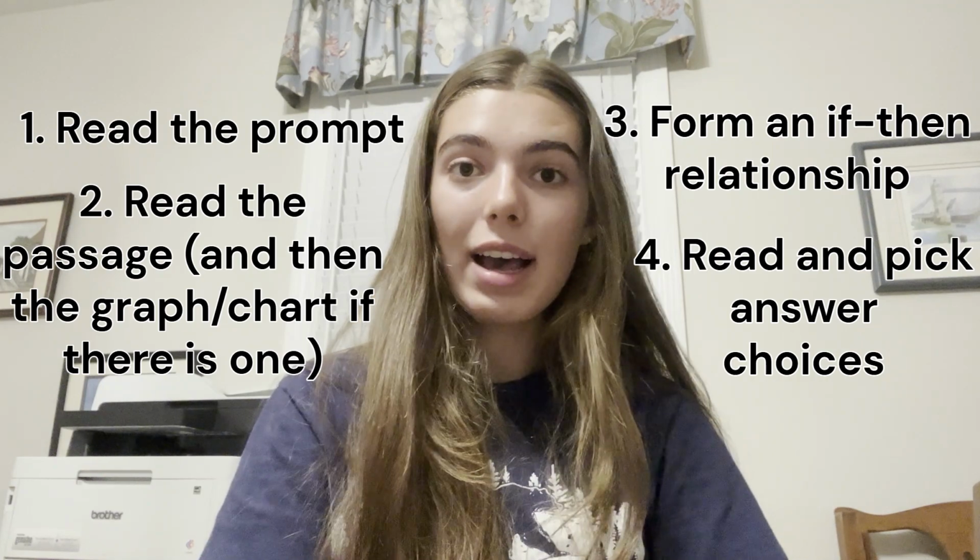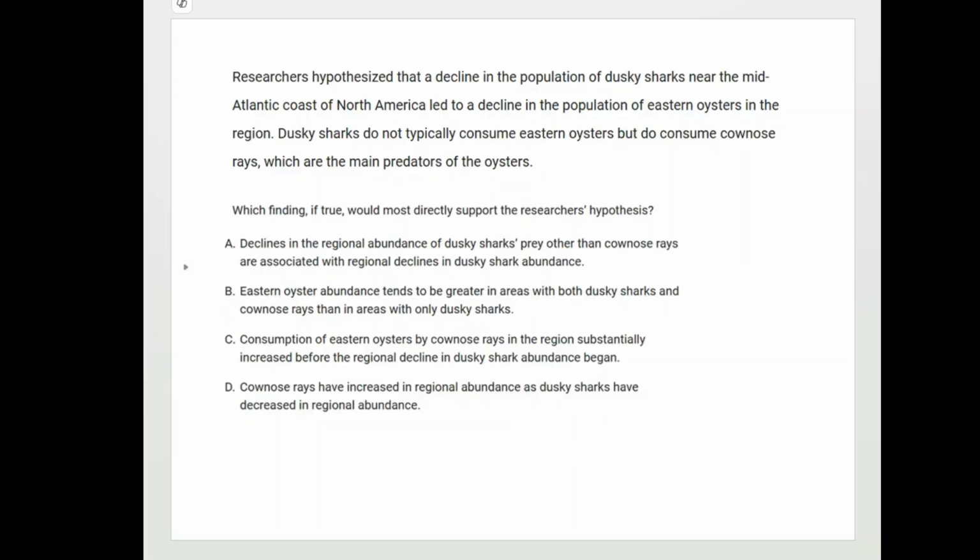So let's go ahead and solve that SAT problem. It'll make a little bit more sense once you actually see me do it. So let's follow step 1. Reading the prompt. Which finding, if true, would directly support the researcher's hypothesis? So it's important to note this as directly support here, because sometimes it'll say contradict or disprove. So let's remember we're looking for something that supports the researcher's hypothesis.